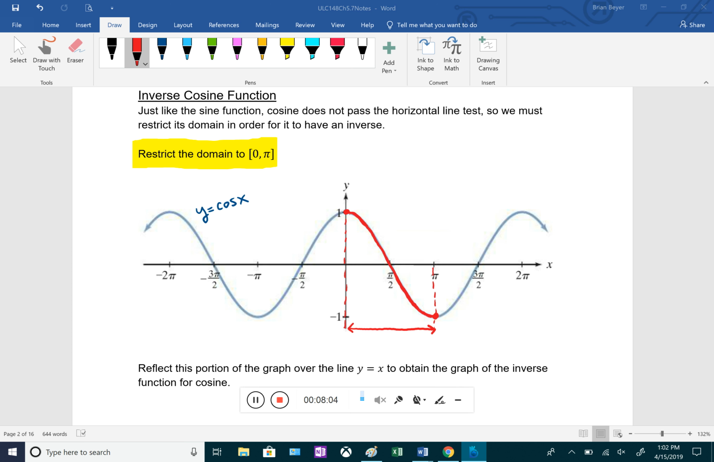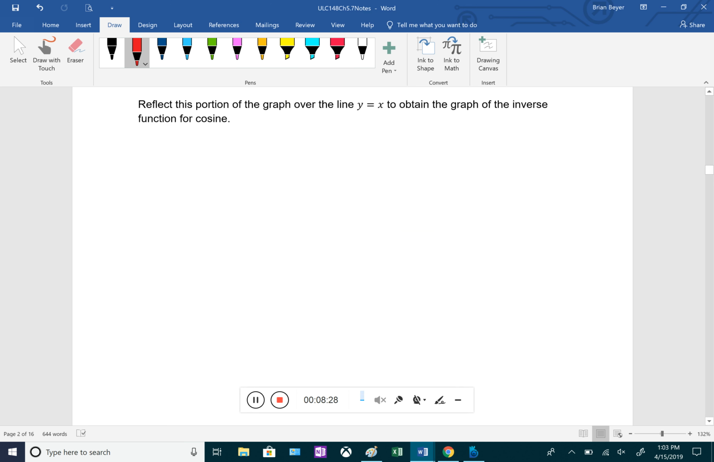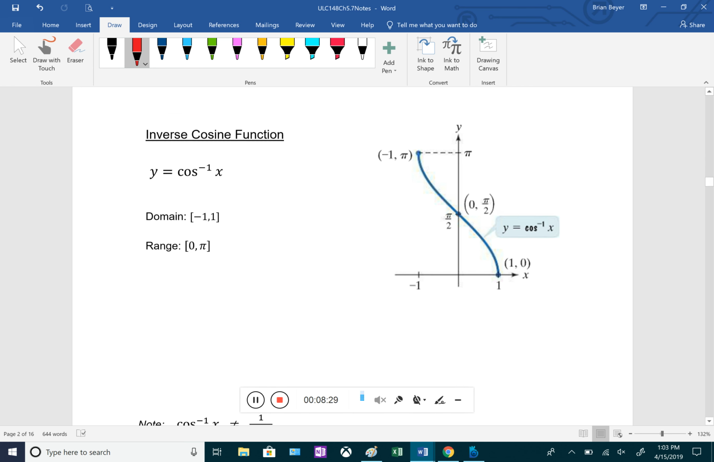And once again, we could have put it other places as long as it passes the horizontal line test. We could have done it from here to here. That would have worked, but the agreed upon domain is 0 to pi. And just like before, in order to get the inverse function of this, we're going to reflect that region that I shaded in over the line y equals x. And if we do that, we're going to get this graph on the right.